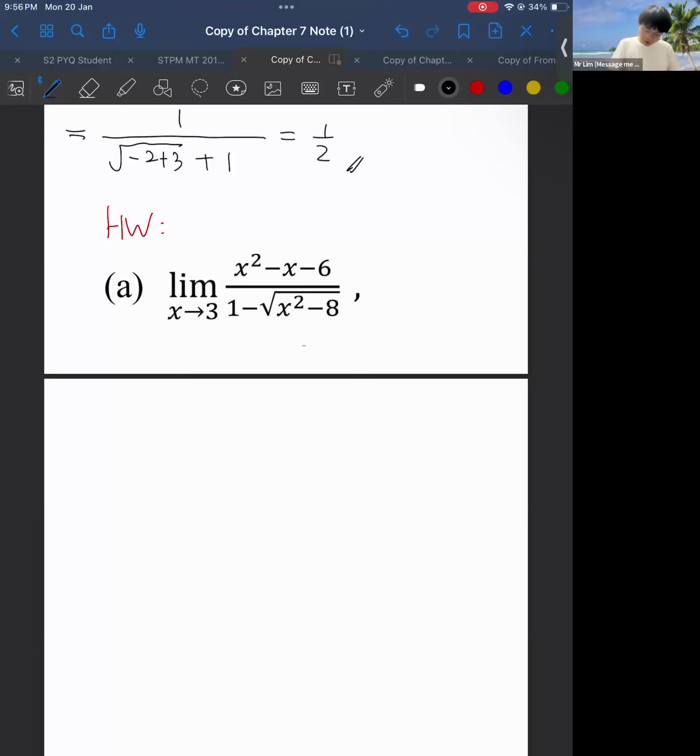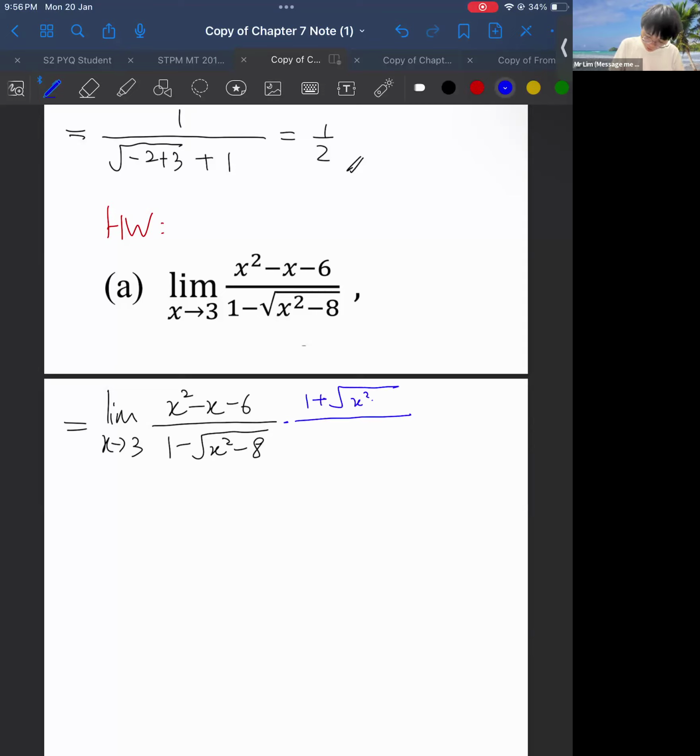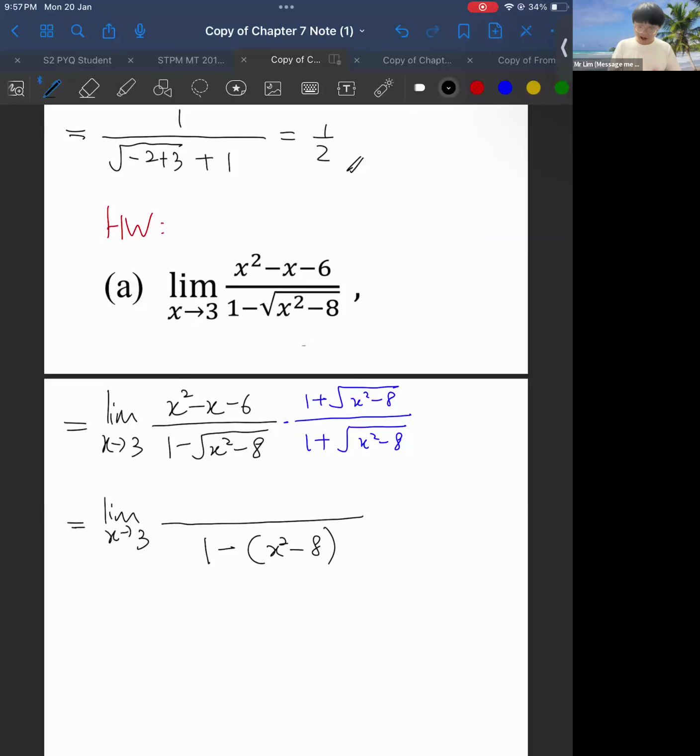So you apply the same method. Now I think you're okay. Let's straight away multiply by the conjugate over conjugate, which is 1 plus square root of x squared minus 8. The denominator we can do very fast, which is 1 minus, in the bracket, remember, must be in the bracket, of x squared minus 8. For the numerator, copy and paste only.